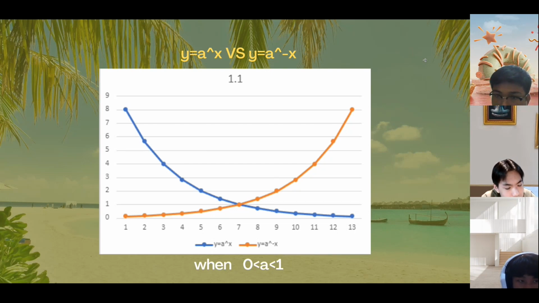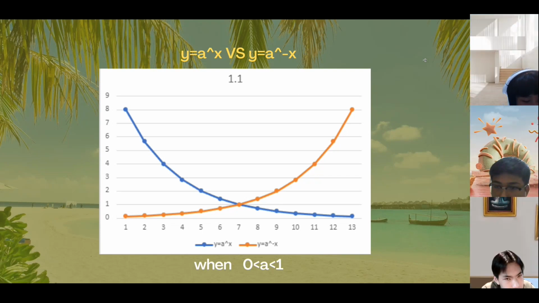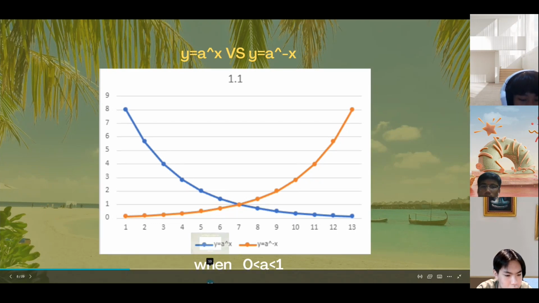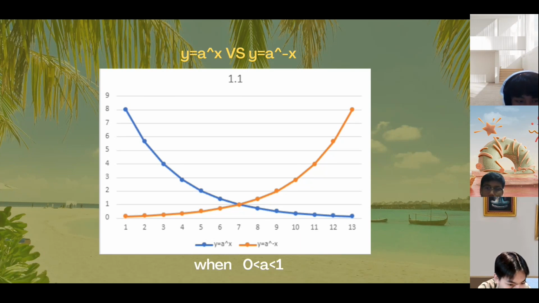Let's start. So the first graph, as we know, it's determined that a is more than 0 but less than 1. We can see the difference between the blue line and the orange line. The orange line is the growth exponential, but the blue one is decay exponential. We can see its base is 0.7. It is the values where a is more than 1.